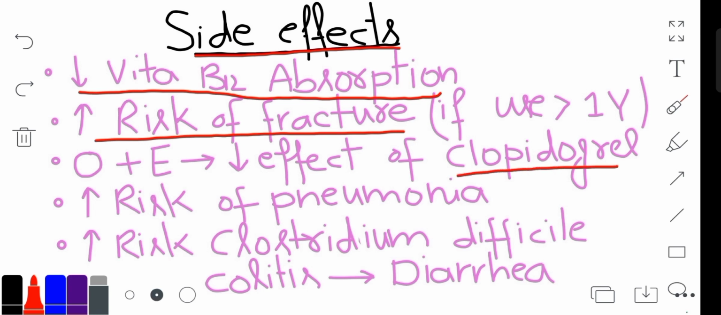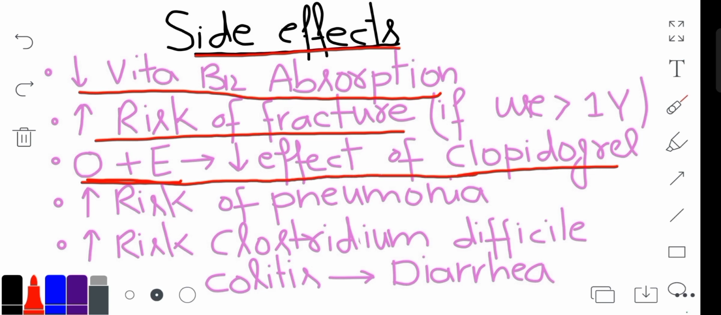Clopidogrel is an antiplatelet agent. It is a prodrug and is activated by the cytochrome P2C19 isoenzyme. Proton pump inhibitors, especially omeprazole and esomeprazole, inhibit the activity of cytochrome P2C19 and decrease the activation of clopidogrel. We can say that omeprazole and esomeprazole decrease the effect of clopidogrel.